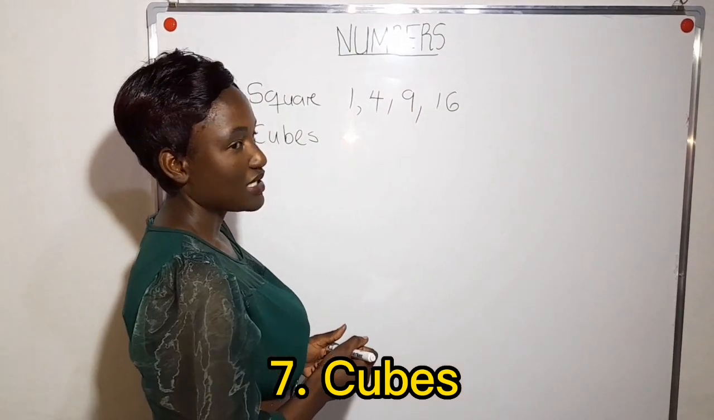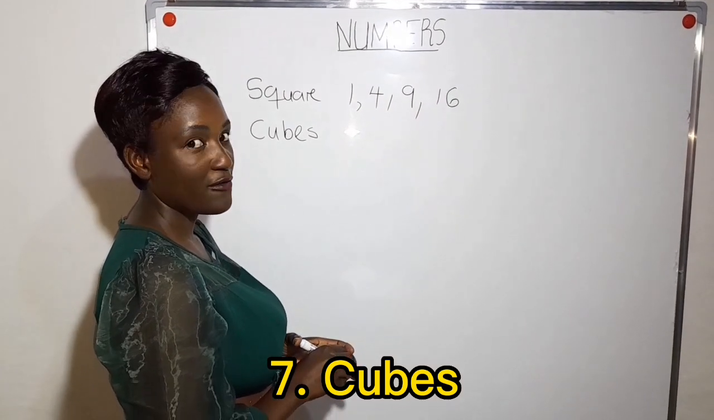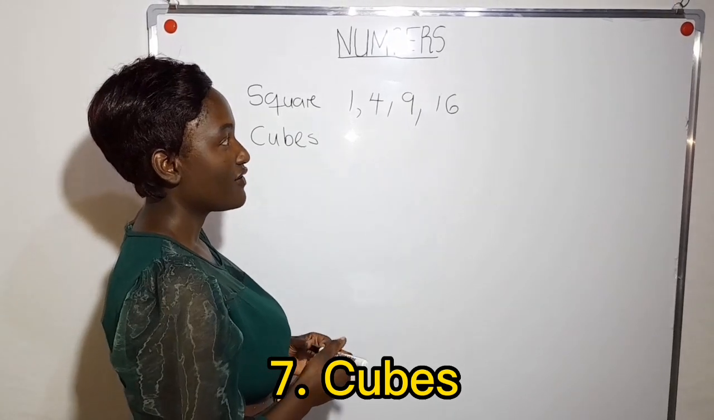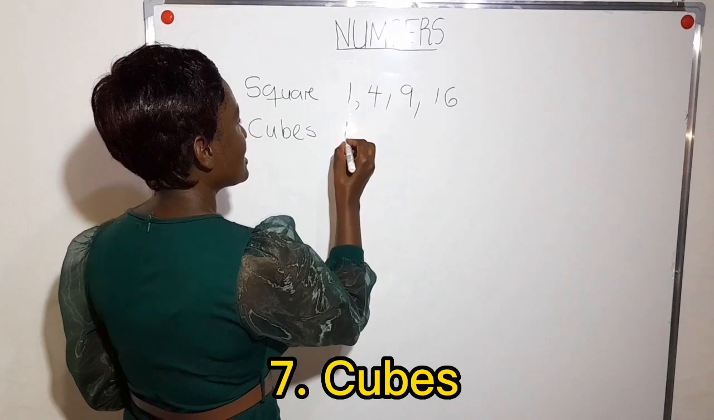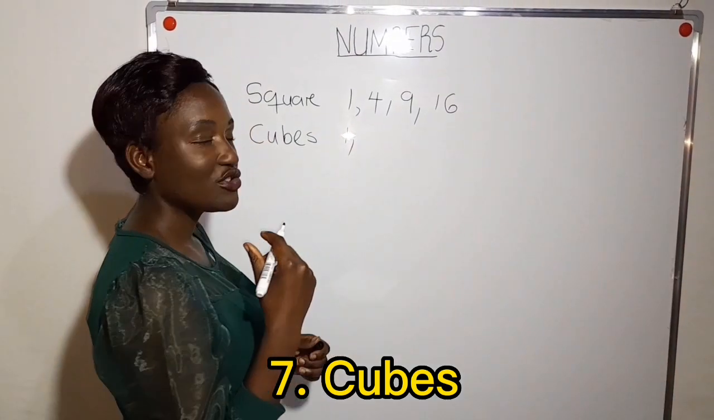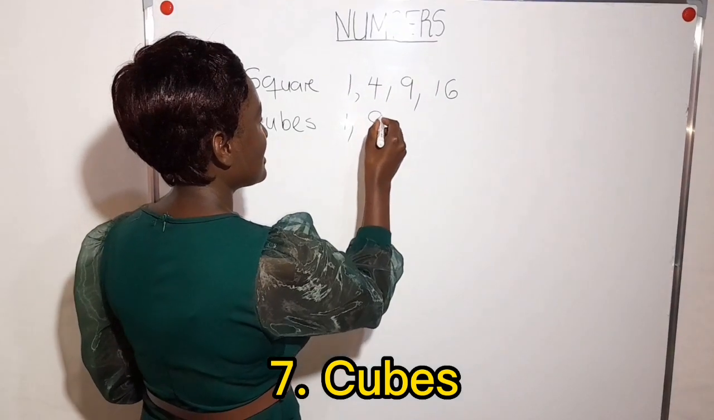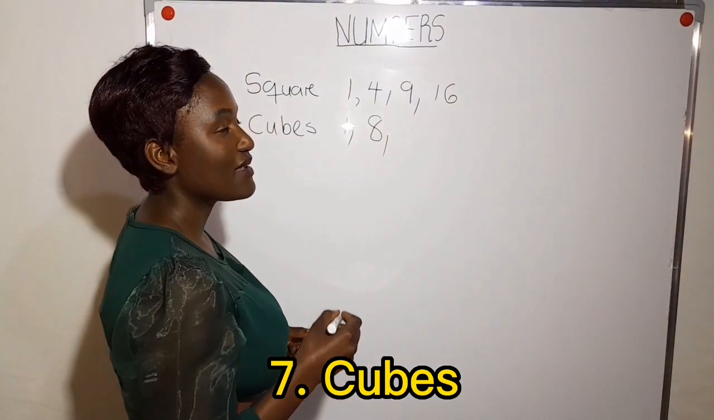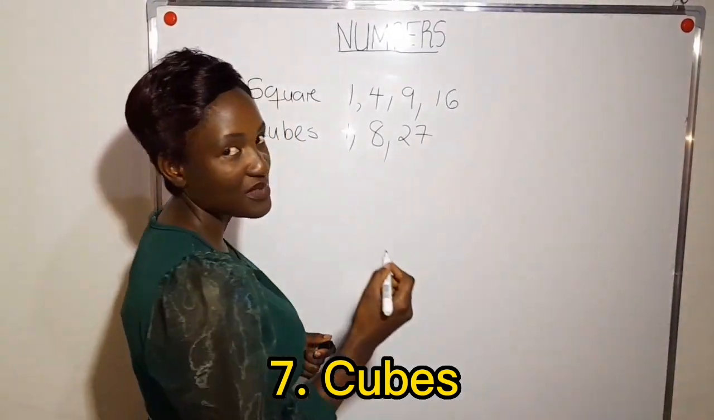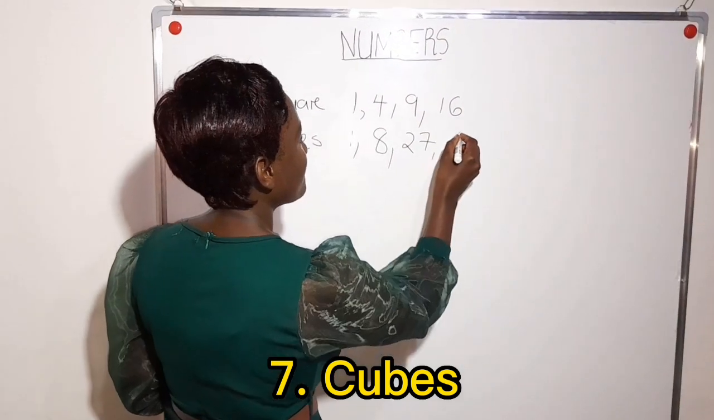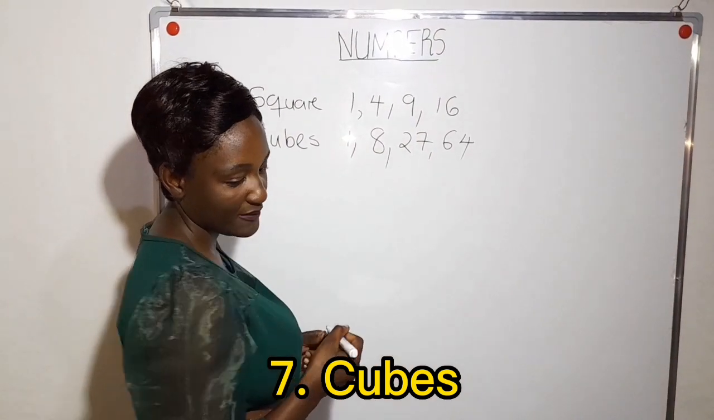Next, we are going to look at cubes. These are numbers that we obtain if we multiply a number by itself 3 times. For example, 1 times 1 times 1, we get 1. 2 times 2 times 2, we get 8. 3 times 3 times 3, 27. 4 times 4 times 4, 64. So these are examples of perfect cubes.